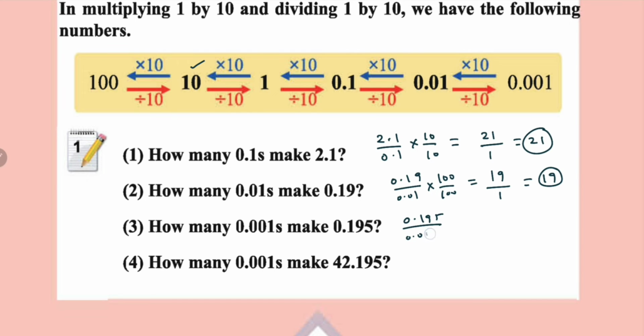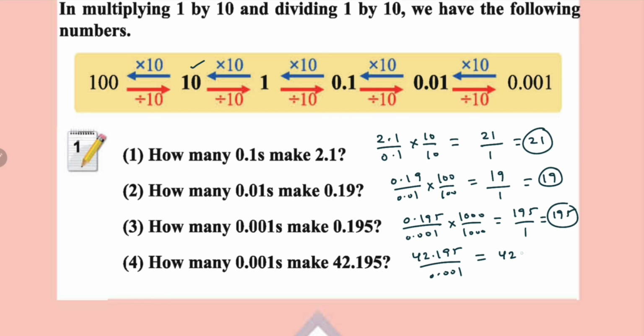Now just multiply it with 1000 on both numerator and denominator. This becomes 195 and this is 1. So 195 is the answer. So how many 0.001s are there in 42.195? This time, see, the number of decimal places is 3, right?